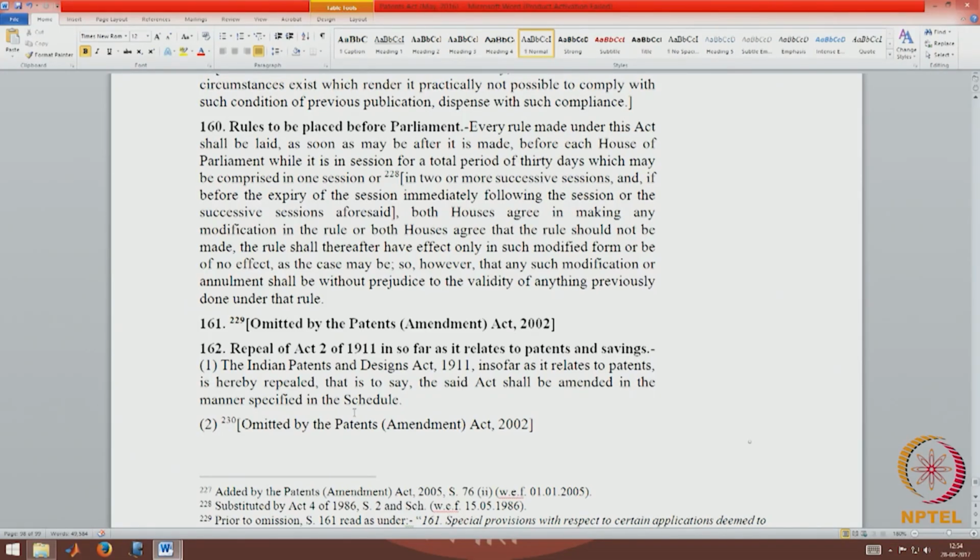160 deals with that, and 162 deals with the repeal of the earlier Act. We had already mentioned the Act of 1911 was replaced by the 1970 Act. So the 1970 Act has a provision which expressly states that the earlier Act is repealed.